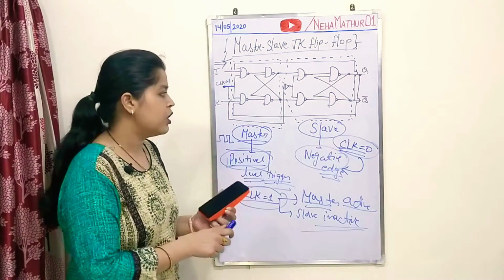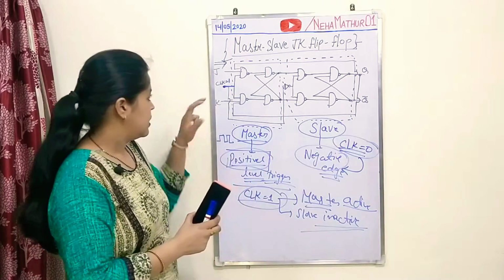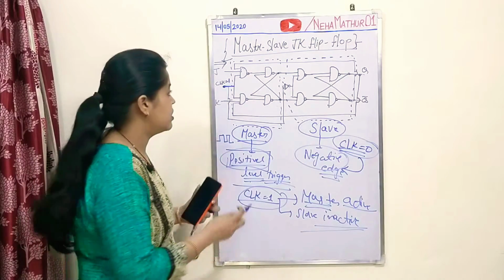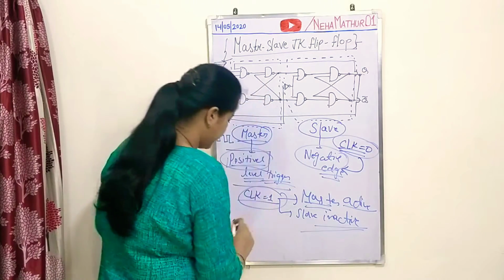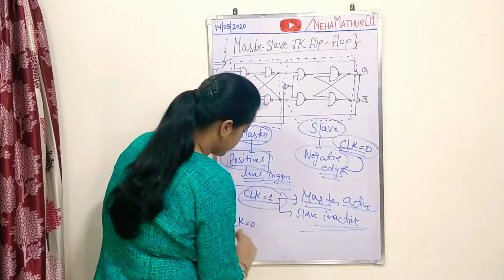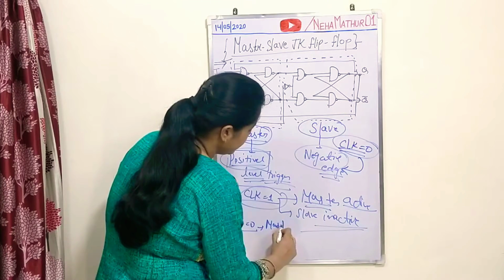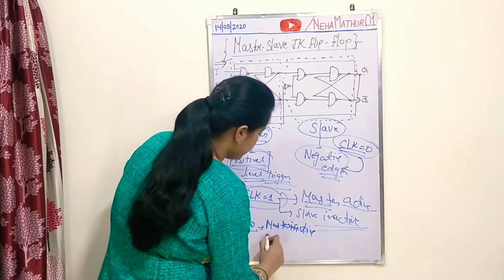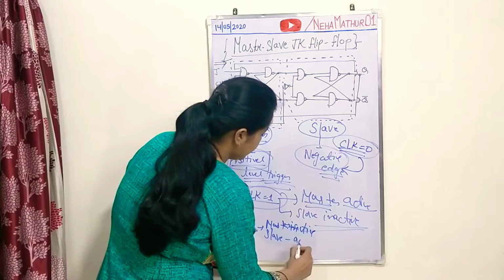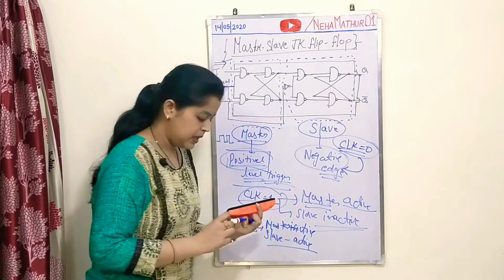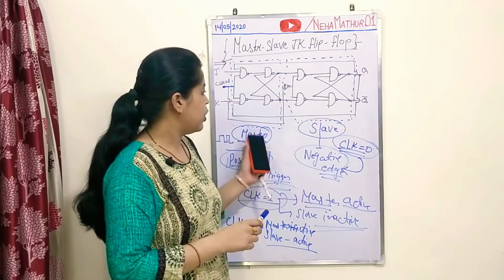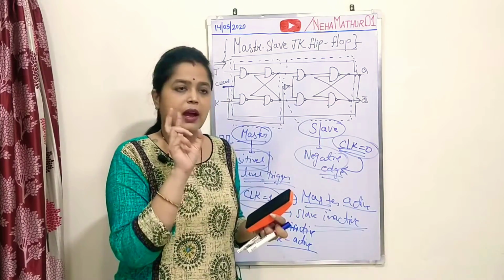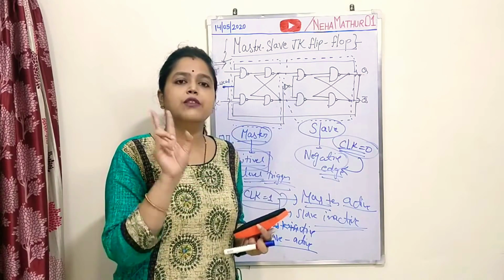While when your clock is equal to 0, your front circuit, that means your master, will be inactive, because 0 is directly applied to the front circuit. So for clock equal to 0, your master will be inactive, and your slave will be active. That means out of these two circuits, only one circuit will be active at a time, and the second circuit will be inactive.